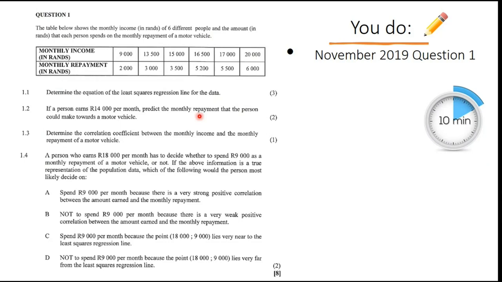It says, keep in mind, practitioners, that even if the A value and the B values are incorrect, but you use them and you write down the equation from that, you will still get the third mark. And then when it comes to the prediction question, that's 1.2, and you substitute that value into the equation that you have, whether your equation is now correct or not, you will still get that mark or those marks as well. If it's two marks, you will get the two marks there.